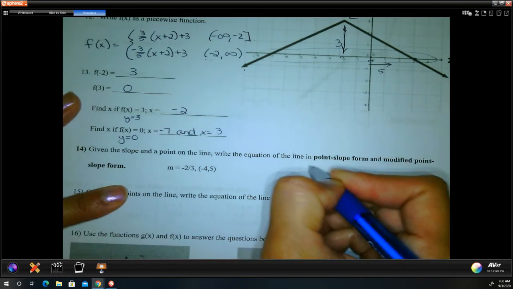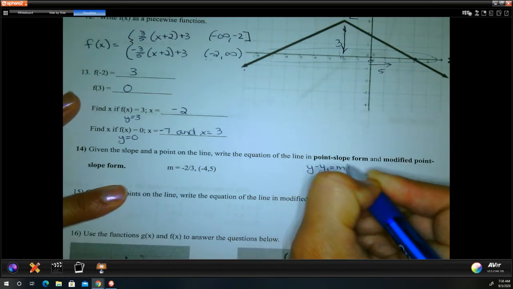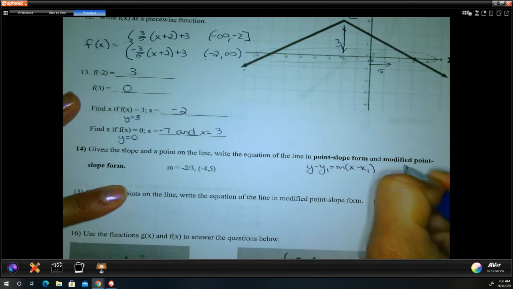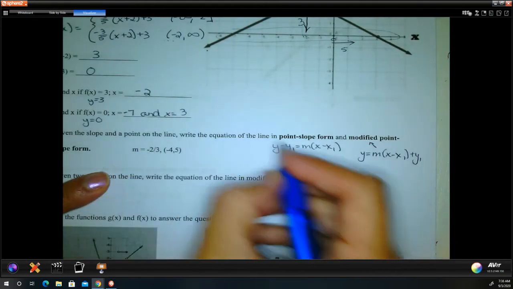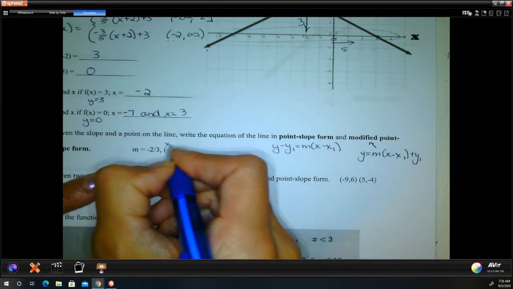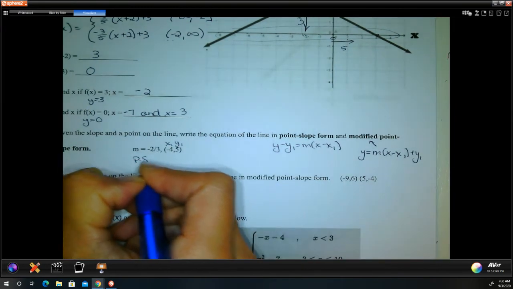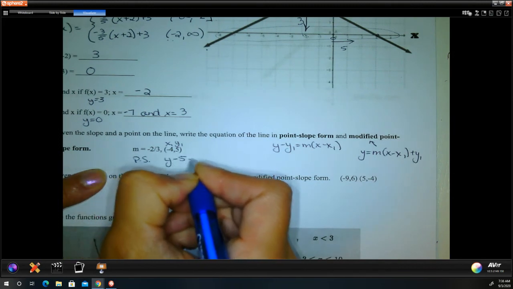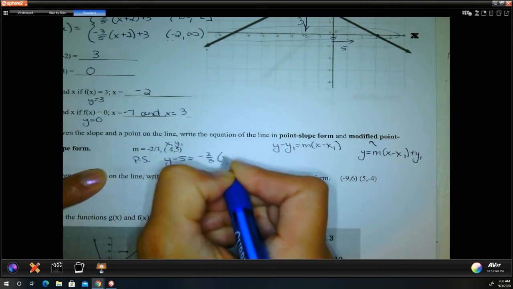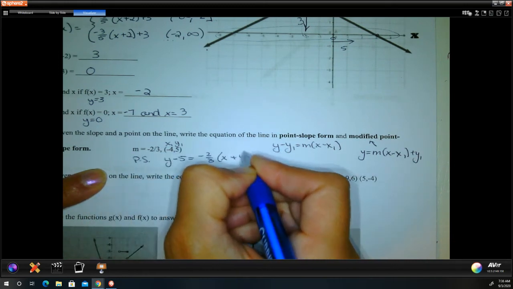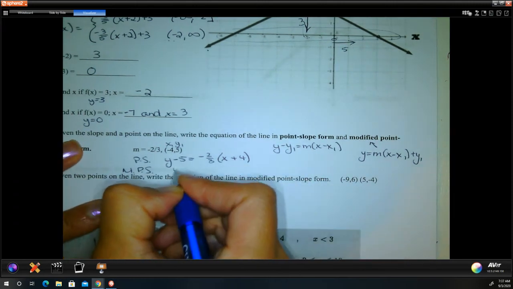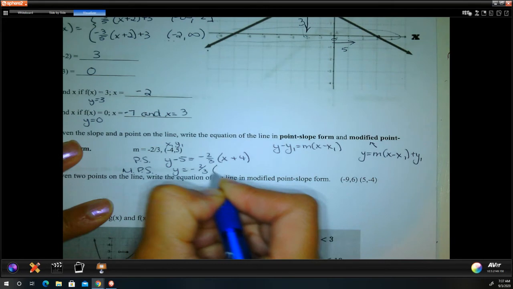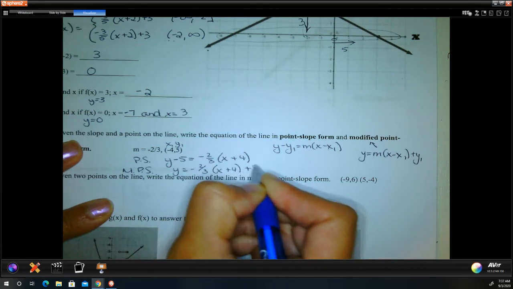Given the slope and the point, write the equation in point slope form and modified point slope form. So point slope form is this, and then modified just means that we take that y1 value and we move it over. So I have my point and my slope. So this is x1, y1. So point slope would be y minus 5 equals m times (x minus -4), or x plus 4. Now when I modify point slope, I'm just going to move that 5 over. So it's going to be y equals -2/3 (x plus 4), and this time plus 5.